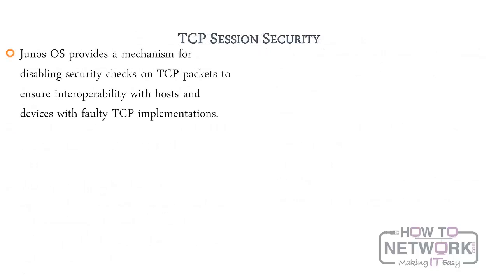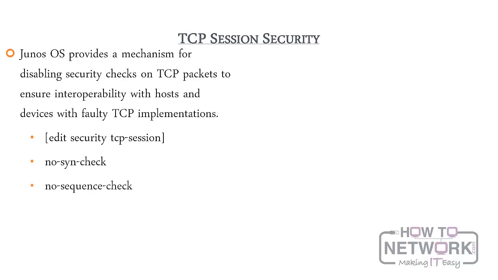TCP security. The Junos OS provides a mechanism for disabling security checks on TCP packets to ensure interoperability with hosts and devices with faulty TCP implementations. Applying the following commands under the edit security tcp-session configuration hierarchy can increase the throughput of the SRX device at the cost of security. Employing the no-syn-check command tells the Junos OS that it does not need to look at the TCP SYN packet for session creation.